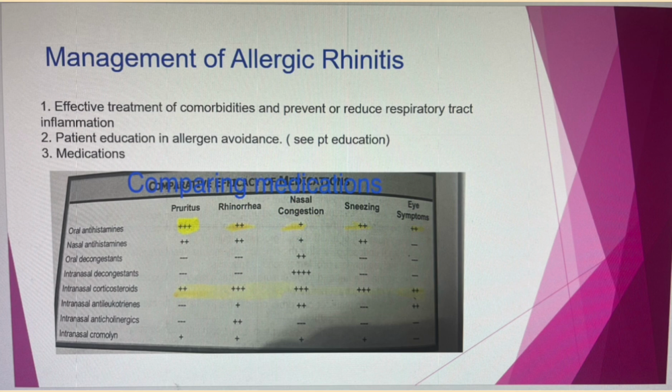Look at the table. You can see that the more pluses, the better. Rhinorrhea, nasal congestion, and sneezing have three pluses in intranasal corticosteroids, and pruritus and eye symptoms 2 pluses. So that means they are the most effective medication, which treats all 5 symptoms. Thereby intranasal corticosteroids are the first line treatment and the most effective treatment.